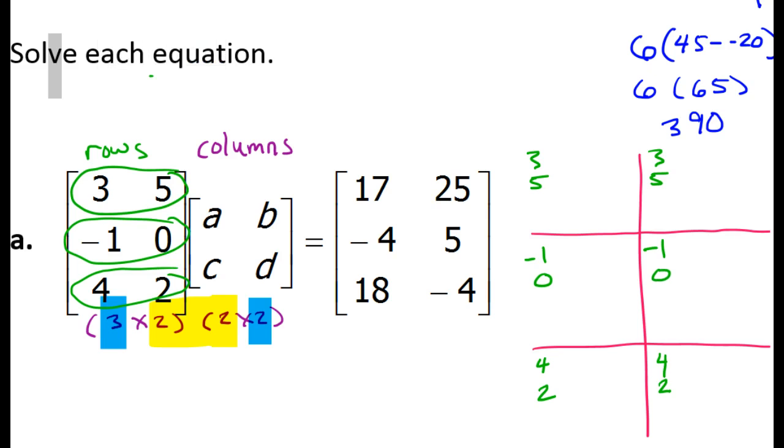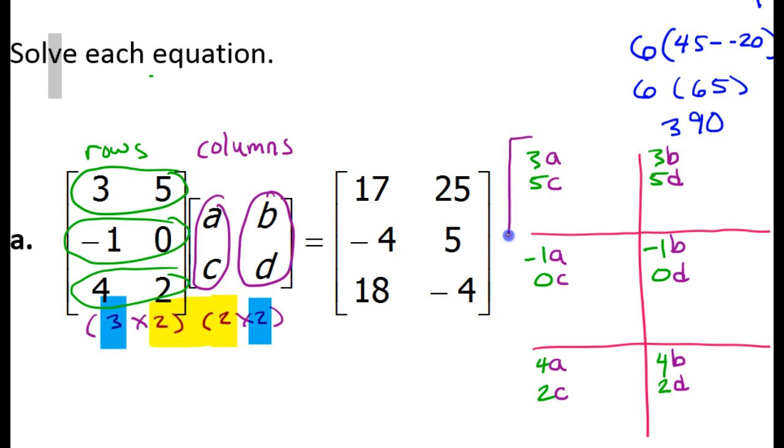Now, as I mentioned, my columns will come from this matrix. So column 1 will go down column 1. So I will have A, C, A, C, A, C. Column 2 will go down column 2. So I will have B, D, B, D, B, D.